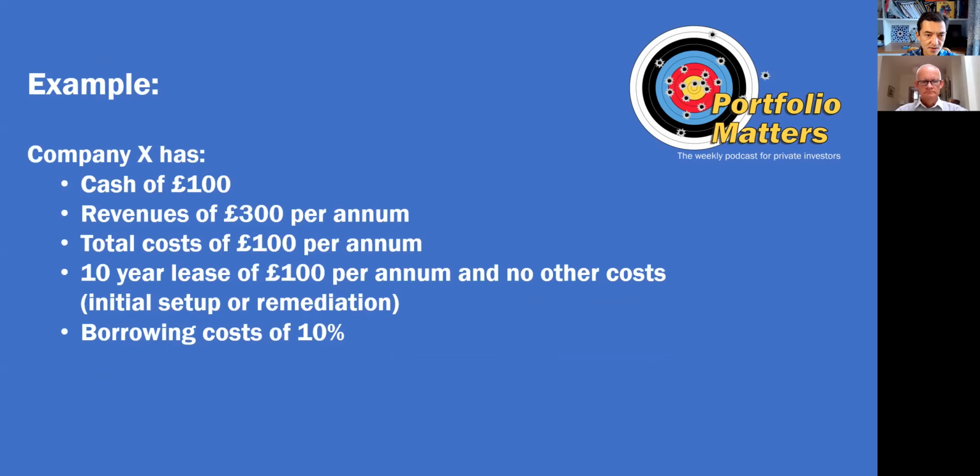Okay, so let's work through an example. Let's imagine a company which has initial cash of £100. It's got revenues of £300 per annum, costs of £100 plus lease liabilities of £100, so rent of £100 for 10 years. It's signed a lease for 10 years. Its borrowing costs are 10%.